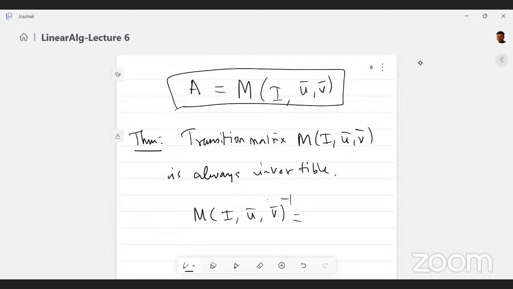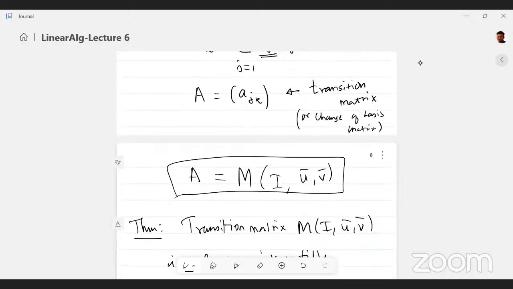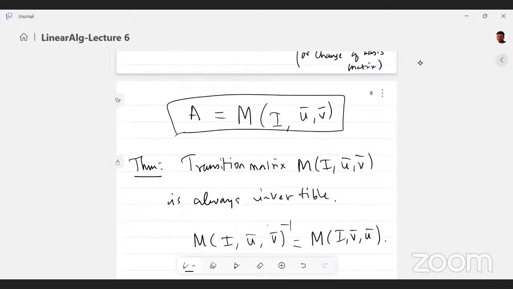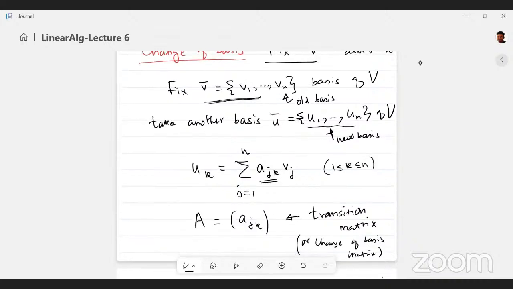M of I, V bar, U bar. Sir, as per our notation, it should be WV, right? Identity matrix with respect to W bar and V bar. No, this, I have fixed. Okay, sorry. Yeah, so I will change it to U here. Sorry, I mixed up some notation. Yeah, now it's fine, right? Yeah.